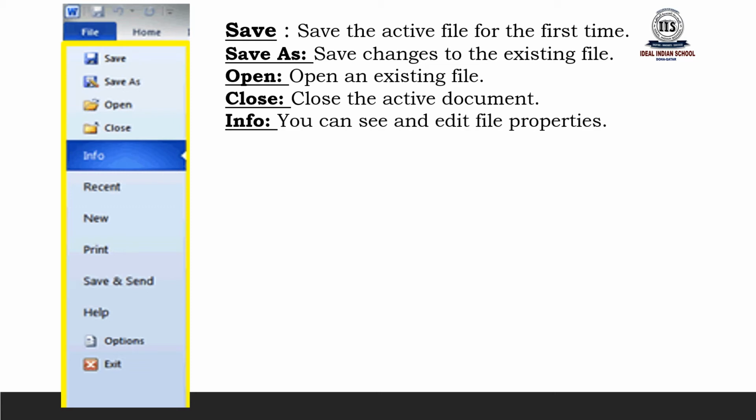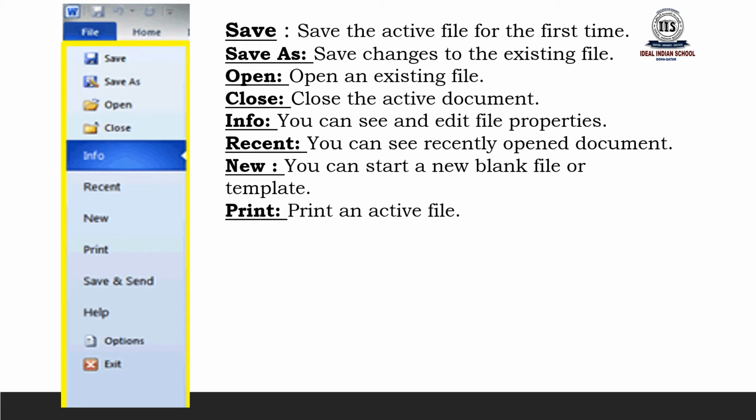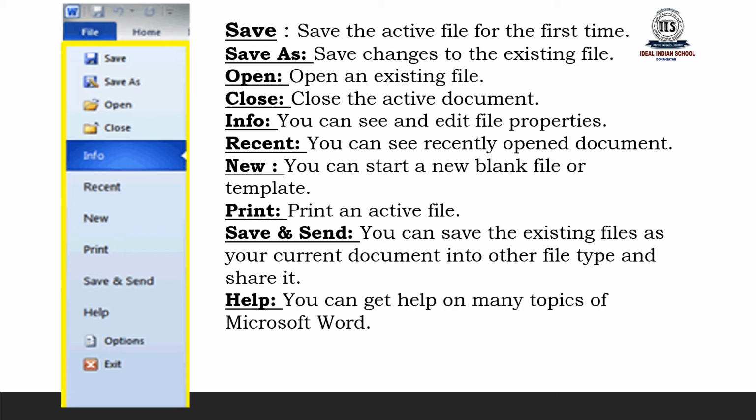Info. You can see and edit file properties, password protect the file, restrict editing, etc. Recent. You can see recently opened documents. New. You can start a new blank file or a template. Print. You can print the active file. Save and send. You can save the existing files as your current document into other file type and share it.